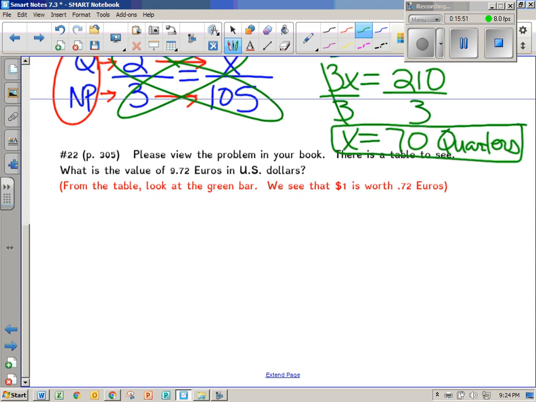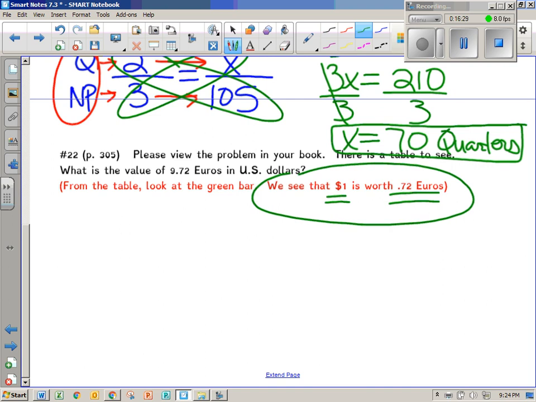I want you to look at the table, but if you look at it, you'll see a bar that says that 1 US dollar is equal to 0.72 euros. So not exactly a whole euro, a little less than that. If the question is, if that's true, then what is the value of 9.72 euros in US dollars? And I'm sure this is not the current exchange rate, but it was at the time that this book was written. So I could start with this right here, which is giving me a rate or a ratio.